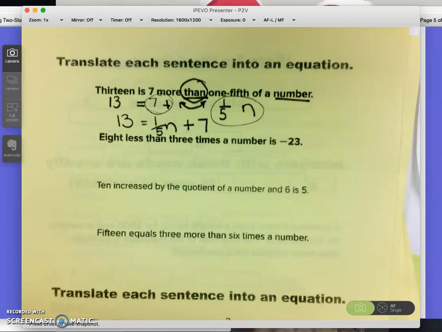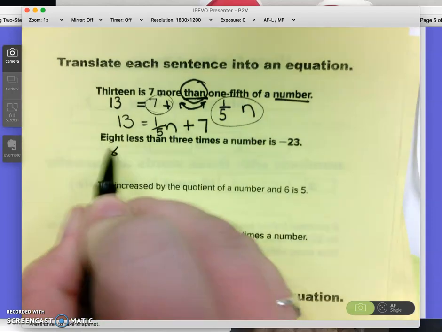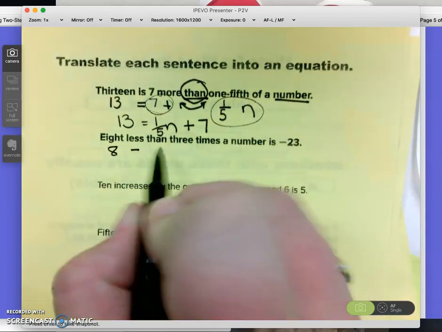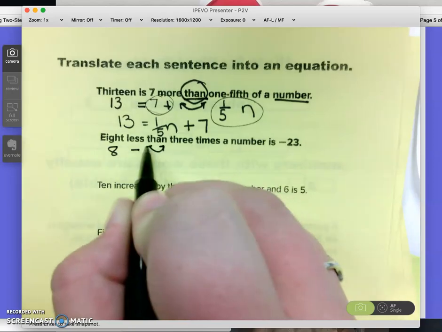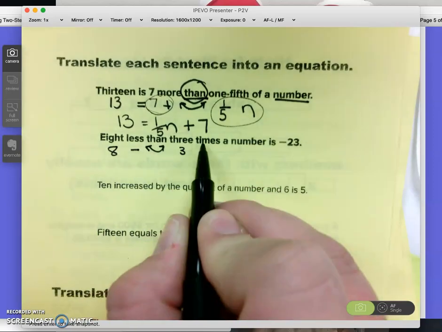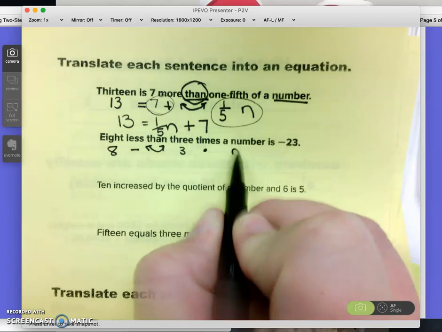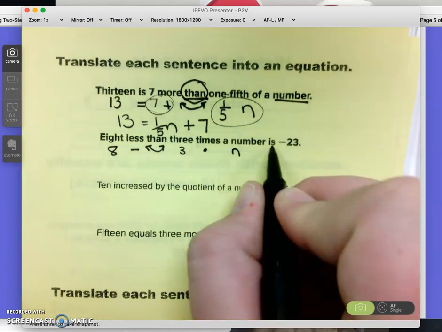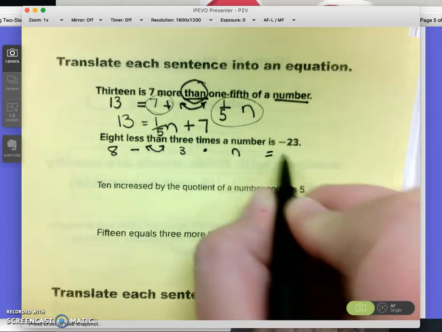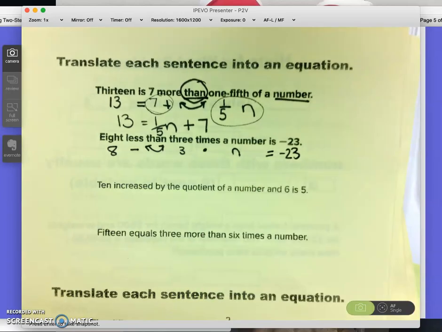Okay, the next one, 8 less. The word "than" switches the order. 3 times, I'm going to put the dot. Remember, I'm going to use my dot for times. A number, I'm just going to use n, is going to be equal, and negative 23.